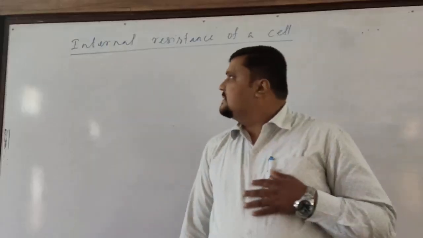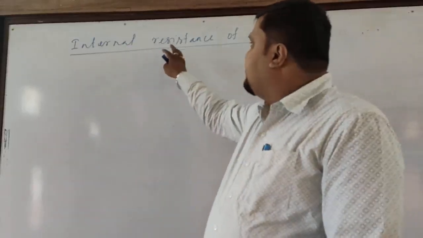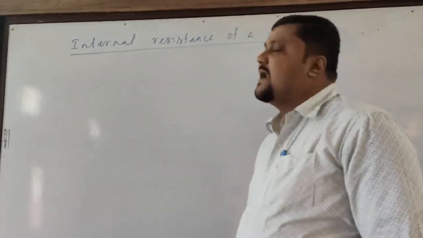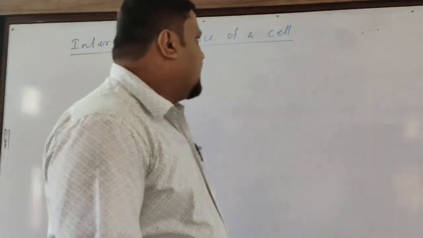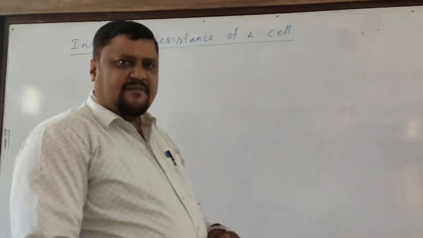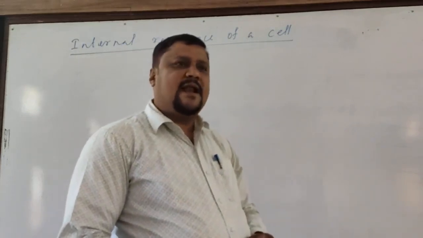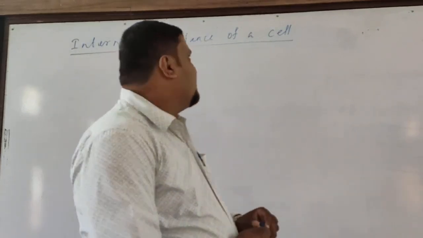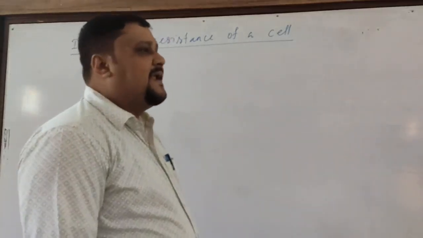Next is the breakdown. After EMF, next is the internal resistance of the cell. After you know the concept of EMF and potential difference, next we will go to the internal resistance of the cell. What is this internal resistance of the cell?